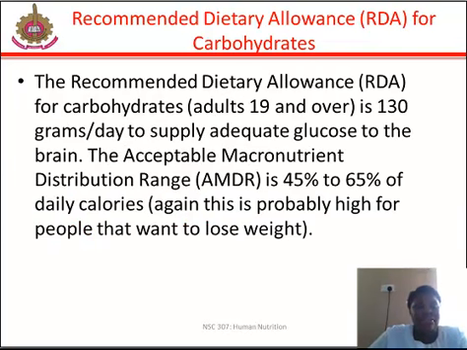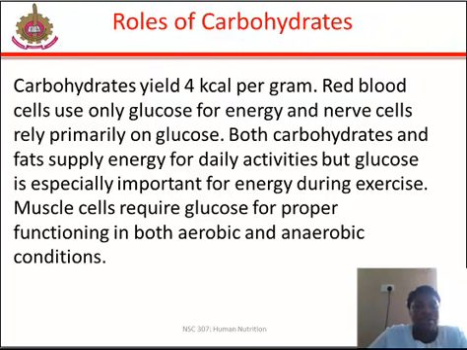Let's look at the recommended dietary allowance for carbohydrates. The recommended dietary allowance, which is RDA, for carbohydrates is 130 grams per day to supply adequate glucose to the brain. The acceptable macronutrient distribution range, which is AMDR, is 45% to 65% of daily calories. Again, this is probably high for people that want to lose weight. However, the focus for carbohydrates should be on fiber-rich foods and whole grains. You should eat fruits instead of juices, and eat vegetables and fruit instead of white bread, white rice, and processed food with added sugars.